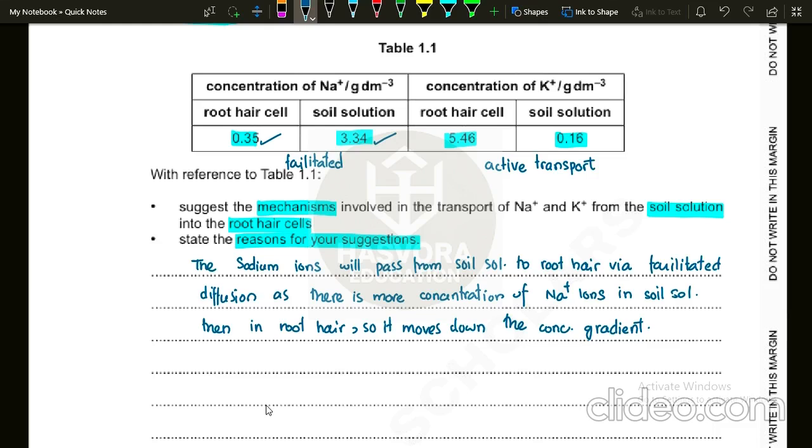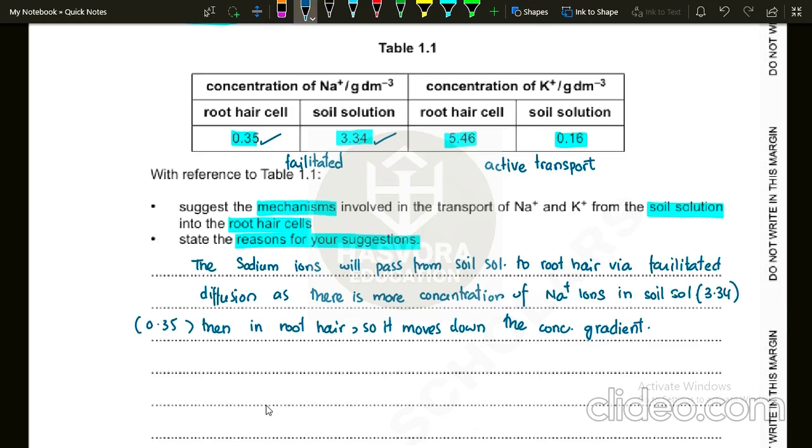Okay, and also you have to provide the figures, so we can just simply write that there is more concentration of the sodium ions in the soil solution, and in the bracket we can write 3.34 gram per dm, and then in the root hairs, you can simply write 0.35 gram per dm.